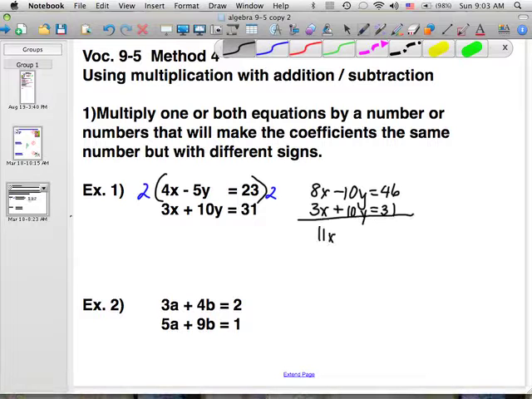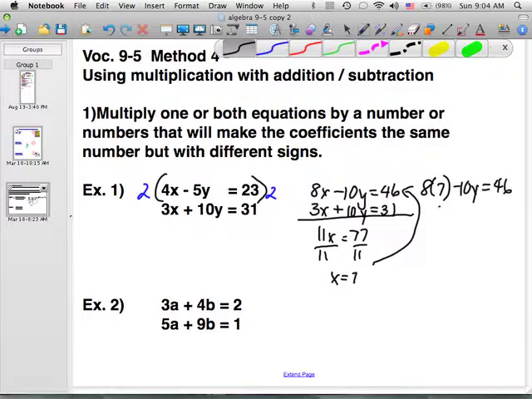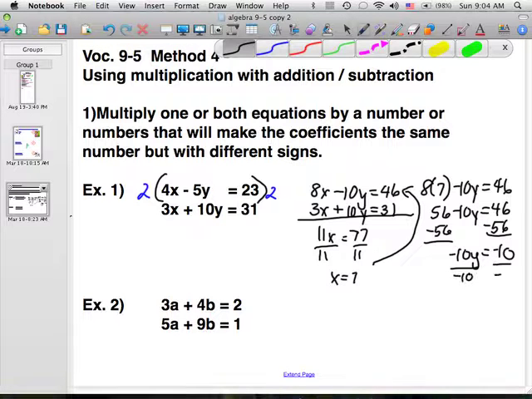So this is 11x, these go out, which is what we wanted to have happen, equals 77. Divide by 11, and we get x equals 7. And then we can substitute back in either here, here, here, or here. So I'm just going to take this one right here. So 8 times 7 minus 10y equals 46. We get 56 minus 10y equals 46. Subtract 56 from both sides, and we get negative 10y equals negative 10. And then divide by negative 10, and y is 1.